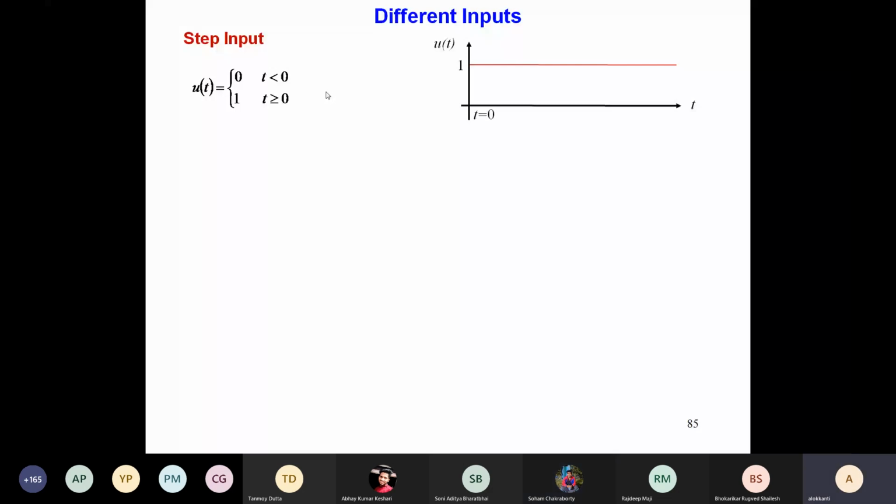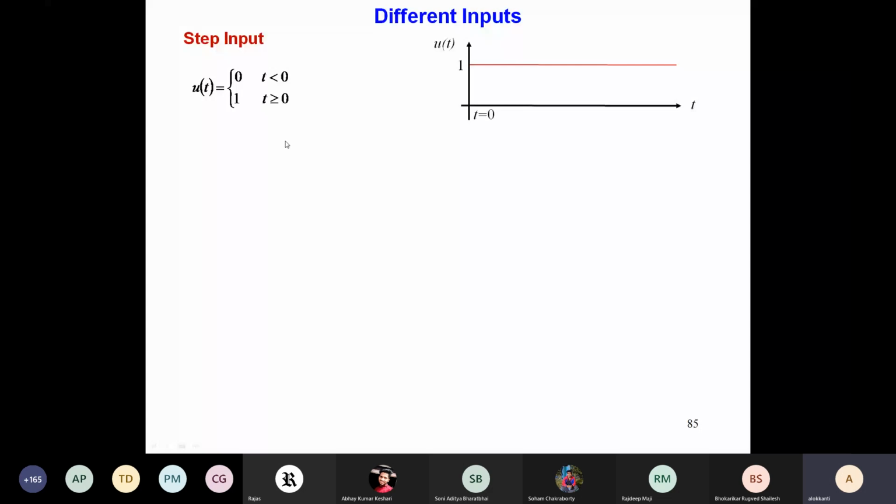Sir, what does the input here mean? Input means in a circuit the input is basically a source, which is basically the battery. We have done this circuit so far where at t equal to 0 the switch is changed and the voltage is applied. So that is basically the input. This is the mathematical representation we will see.